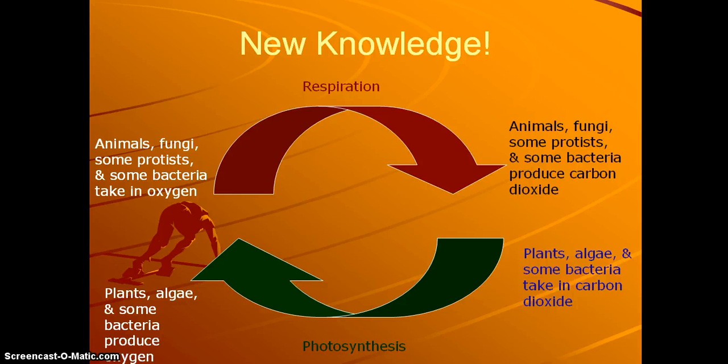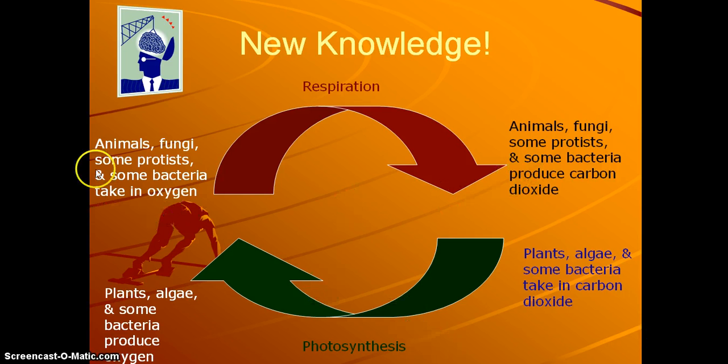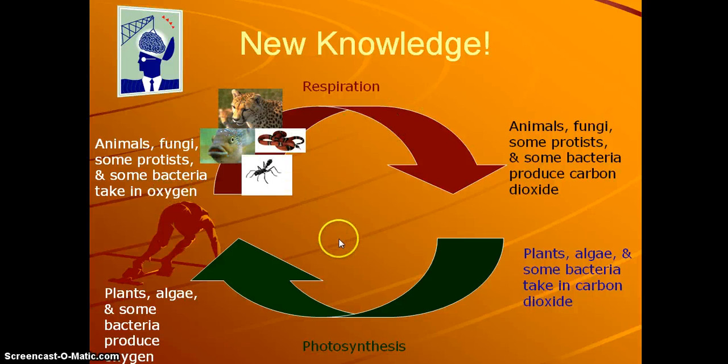Alright, so let's talk about new knowledge. I'm going to put some new information in your head. We've talked about photosynthesis and respiration, and we talked about some different organisms that conduct photosynthesis. So let's talk about the ones that can conduct respiration. I'm going to expand your knowledge of this back and forth with oxygen and carbon dioxide. Not just animals, but fungi, some protists, and some bacteria take in oxygen in the process of respiration. So we have animals, fungi, protists like this amoeba, and bacteria. Those same organisms produce carbon dioxide through respiration.